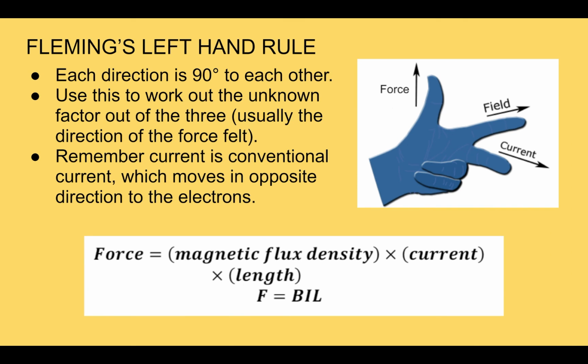So Fleming's left-hand rule. Each direction is 90 degrees to each other. Use this to work out the unknown factor of the three, usually the direction of the force felt. Remember, current is conventional current, which moves in opposite direction to the electron. So here's your formula for that.